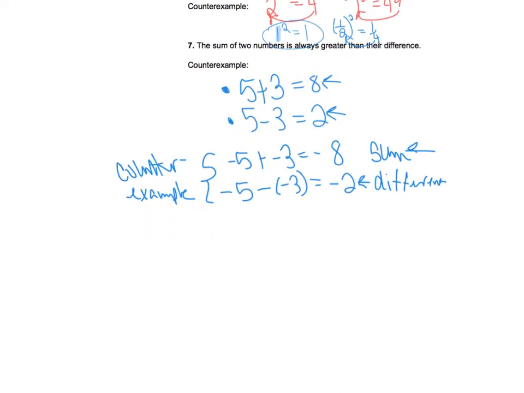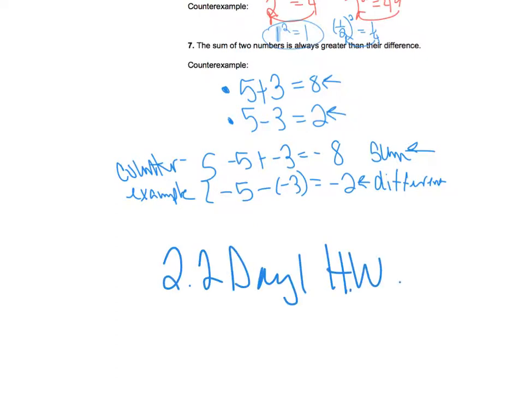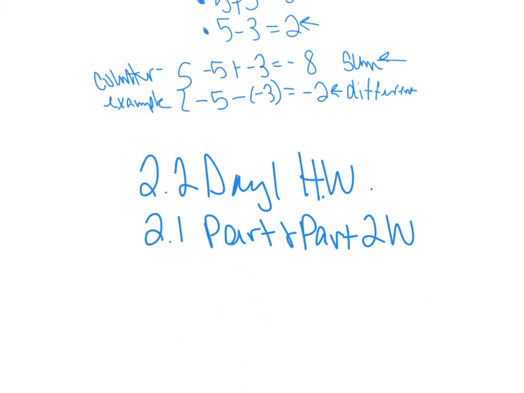And you're going to have a short homework assignment in Schoology that is called 2.2 Day 1 homework. It's a short worksheet, so when you're all done, you have 2.2 Day 1 homework. You also had 2.1 Part 1 and Part 2 homework in Schoology, and this is a worksheet. So there should be 2 assignments in Schoology, and when you're all finished, you should submit both of them.